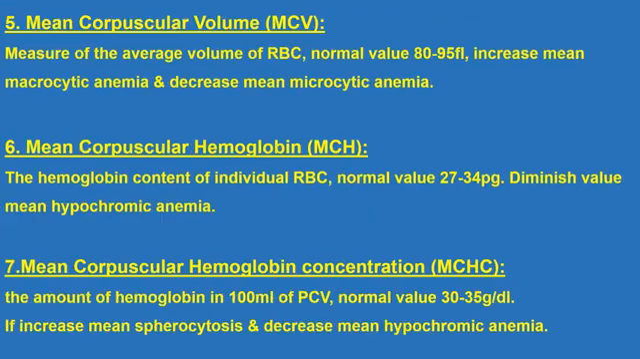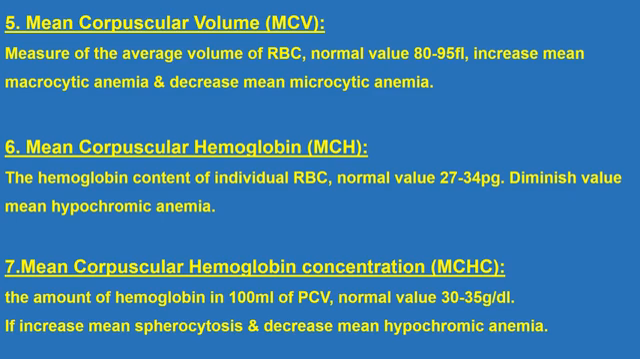Mean corpuscular volume, MCV, which is the measure of the average volume of RBC. Its normal value is 80 to 95 femtoliter. The femtoliter equals 1 times 10 to the power of minus 15 liter. Increase means macrocytic anemia, while decrease means microcytic anemia.